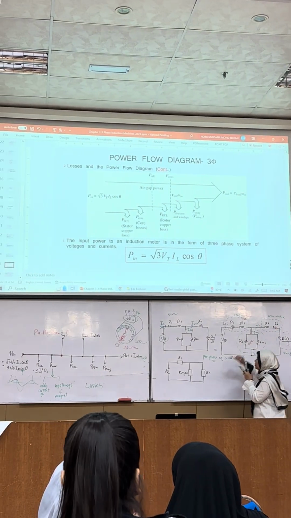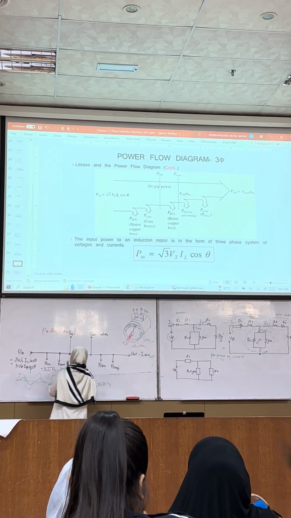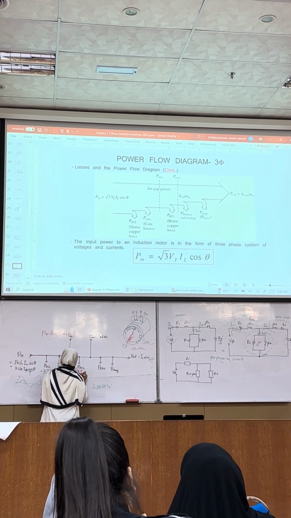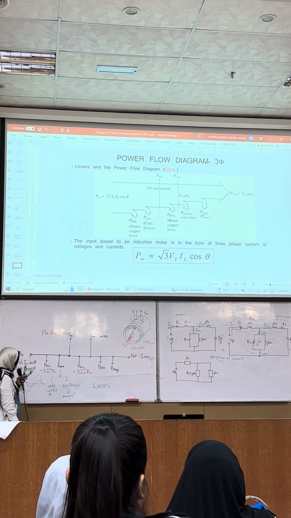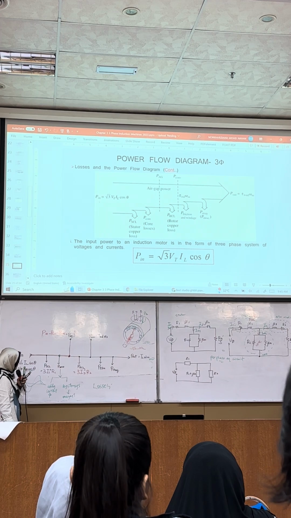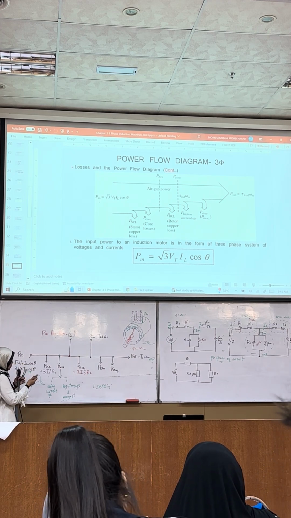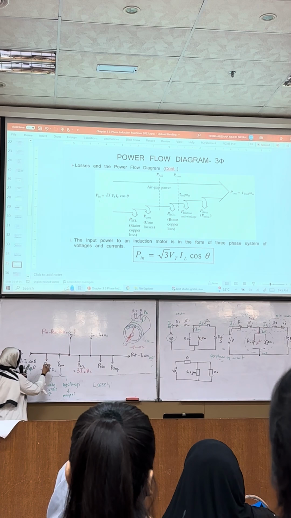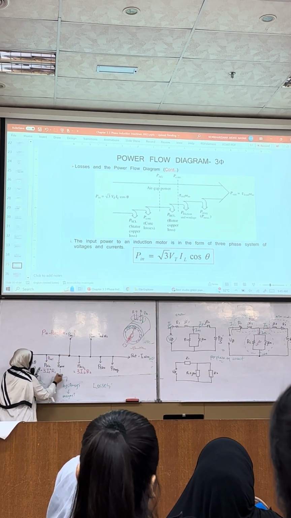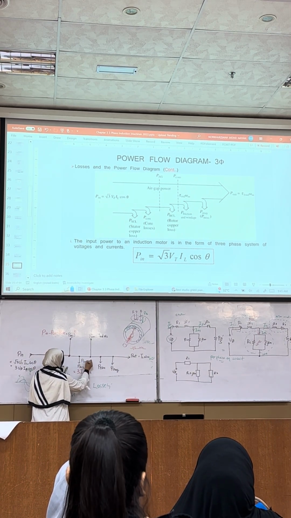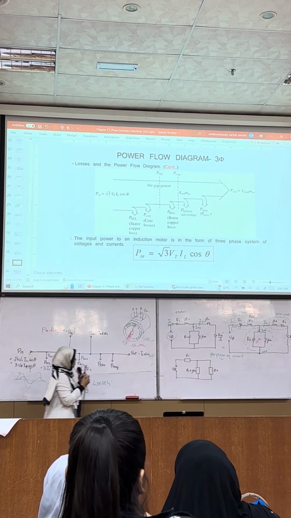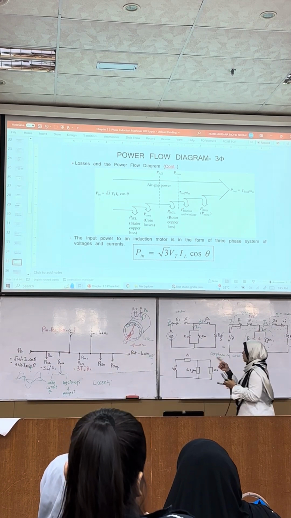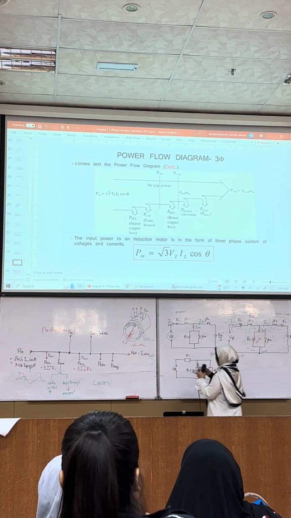So you can see this one, you have R2. So you can calculate the rotor copper losses, 3I2 square R2. There's another term for these two, stator copper losses or rotor copper losses. We call them PCU1 and PCU2, copper losses. One represents stator, two represents rotor.